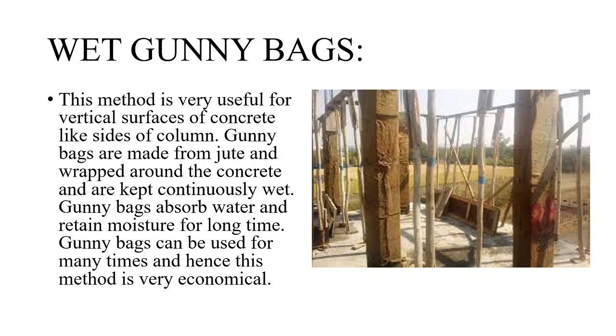Another method is wet gunny bag. This method is very useful for vertical surfaces of concrete like columns. Gunny bags are made from jute and wrapped around the concrete and are kept continuously wet. Gunny bags absorb water and retain moisture for a long time. Gunny bags can be used many times and hence this method is very economical.